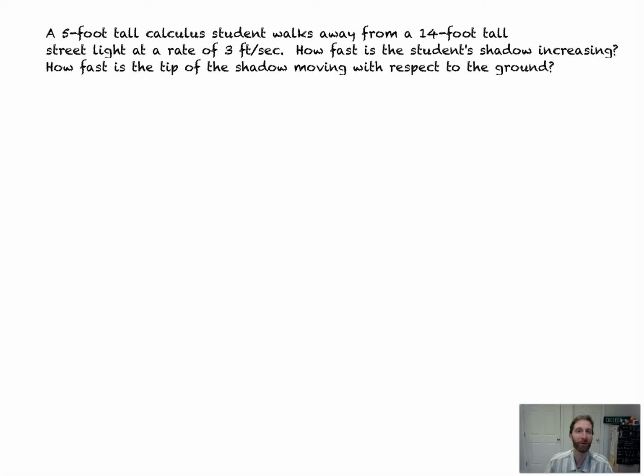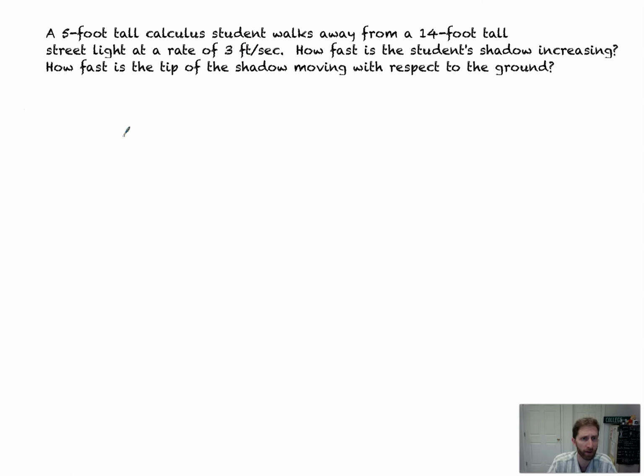Here we go. In our continued journey in related rates, we're now going to look at what is known as the shadow problem. Let's check that one out. A 5-foot tall calculus student walks away from a 14-foot tall streetlight at a rate of 3 feet per second. Okay, so right away, I've got a picture that I can draw.